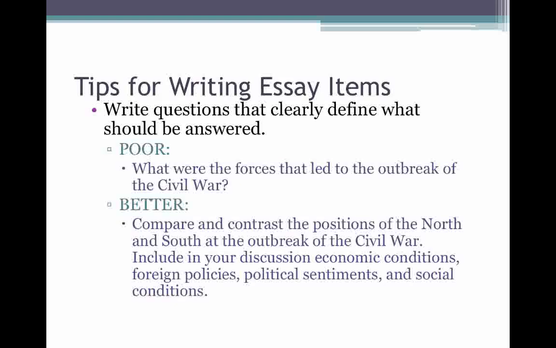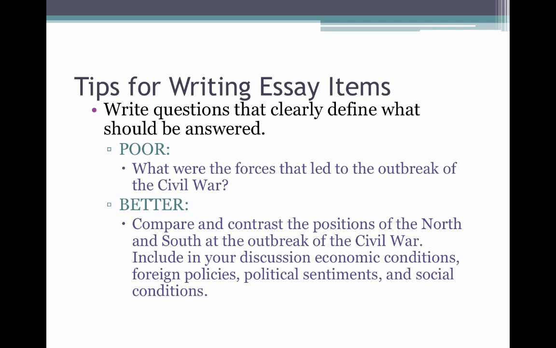Here's another example. What were the forces that led to the outbreak of the Civil War? I'm sure that many of us have seen a similar question on history exams in the past. A better way to word that question would be to do what we see at the bottom of the page here. Compare and contrast the positions of the North and the South at the outbreak of the war. But it also asks students to qualify their answer by discussing these very specific aspects of those differences between the two sides. And so the economic conditions, foreign policies, political sentiments, social conditions.